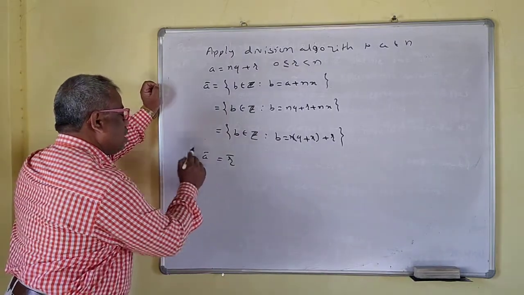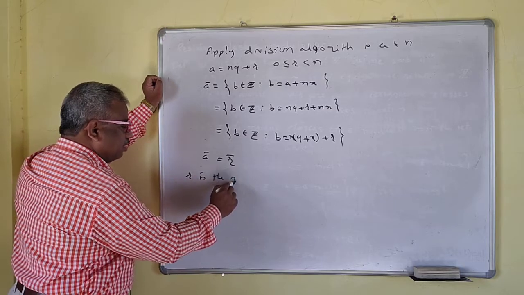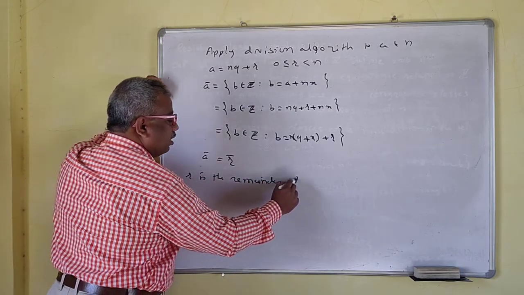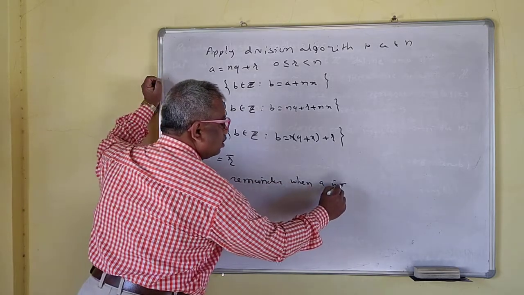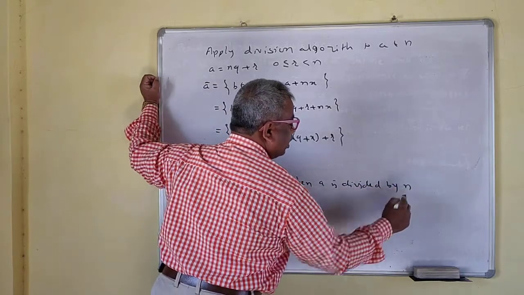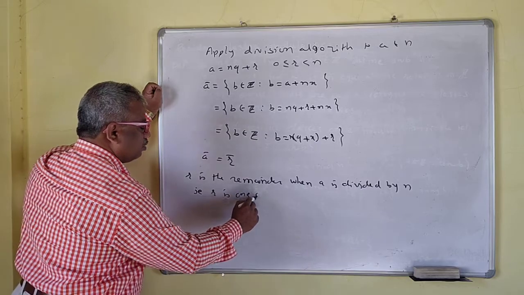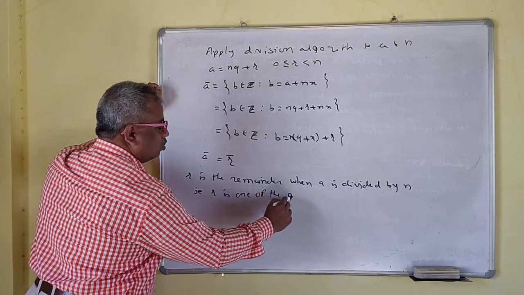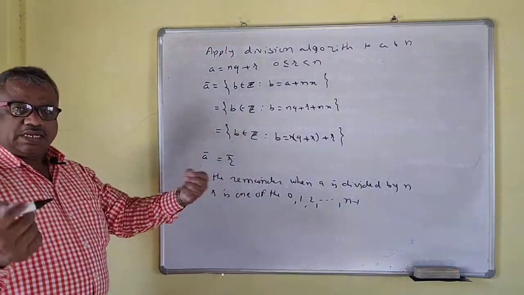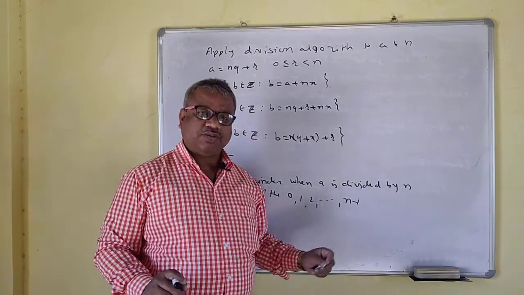So a bar is the same as R bar, where R is the remainder when a is divided by n. So R is one of 0, 1, 2, dot dot dot, n minus 1, because the remainder is always less than n. These are the possible values of R.